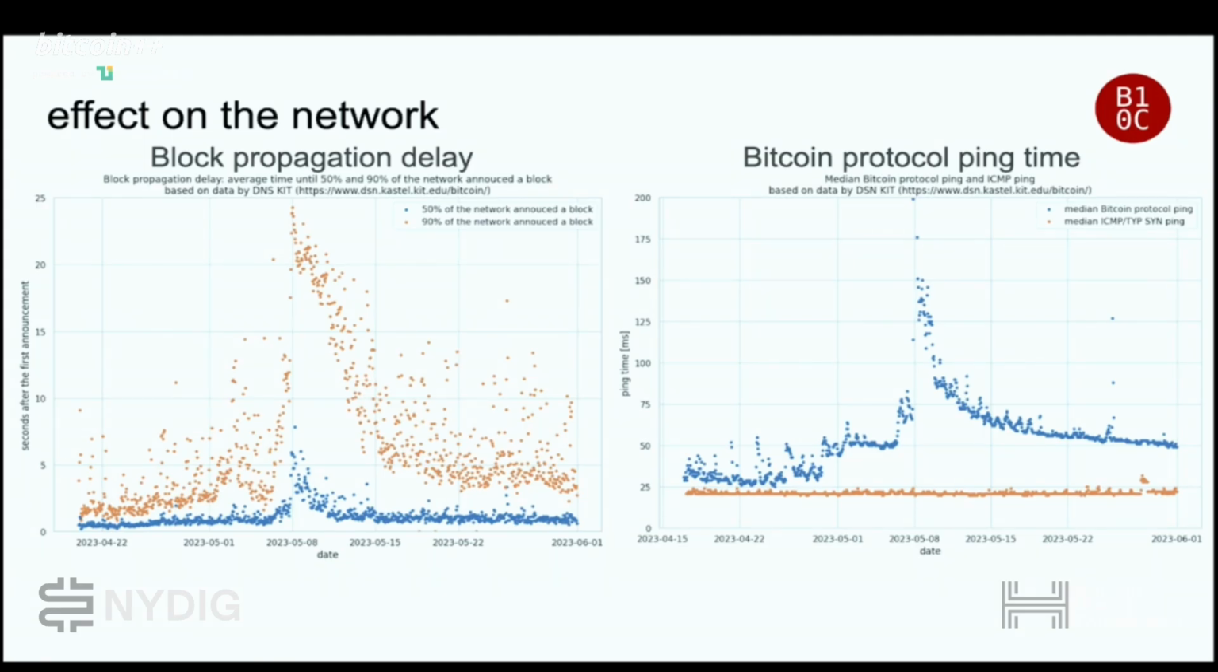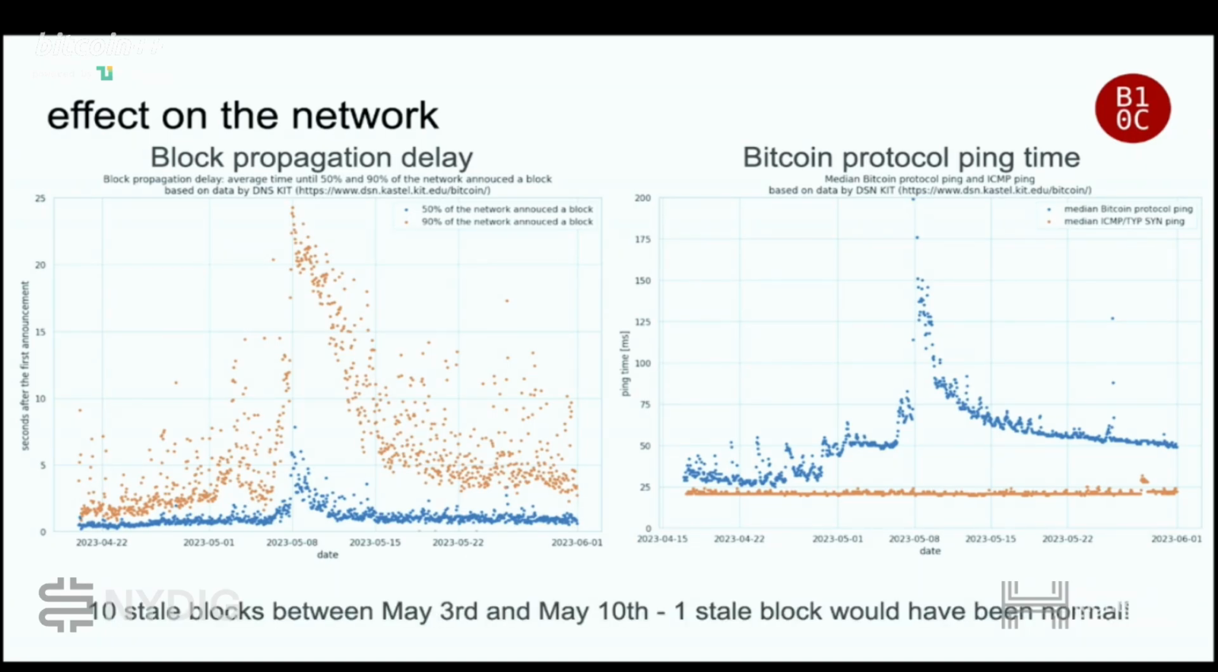So we saw on the same dates, around May 7th or May 8th, a big spike there as well, but also a bit of elevated ping times before. And Antpool was right. We definitely did see stale blocks happening on the network just because the propagation of the blocks was affected. We saw 10 stale blocks in the week between May 3rd and May 10th, and normally we would expect on average to see 1 stale block. So it was definitely a 10-fold increase. Definitely something unusual.